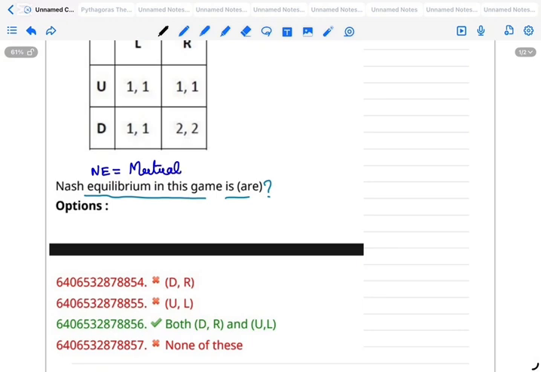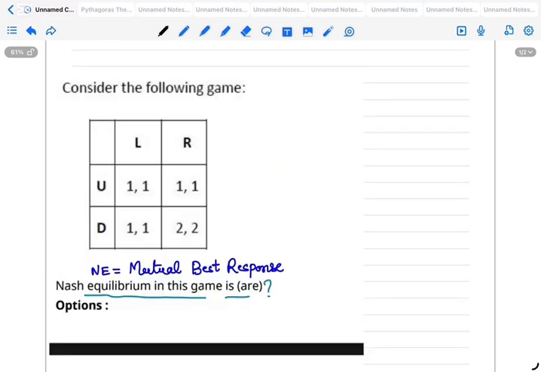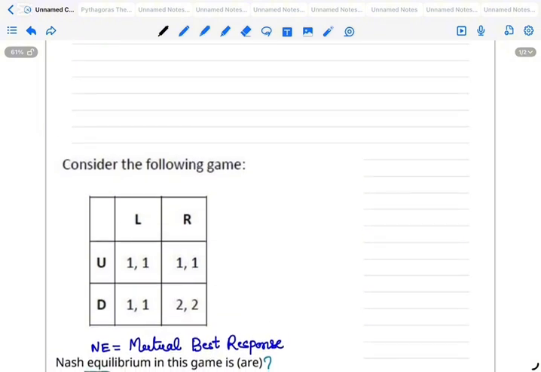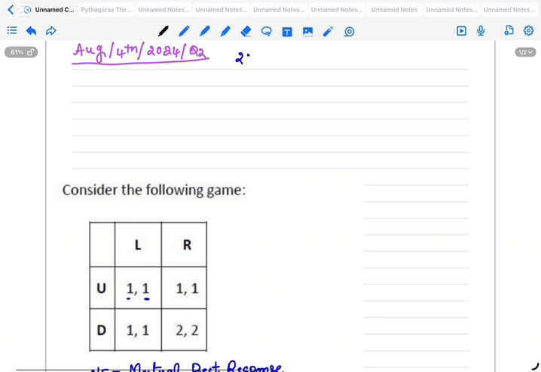mutual best response. In this game table, this is a 2x2 normal form because there are two responses, 1 1 1 1. That is a 2x2 normal form, a two cross two matrix, a payoff matrix.